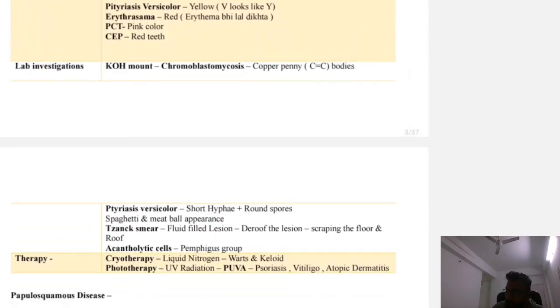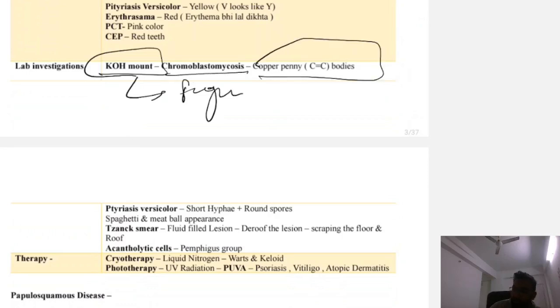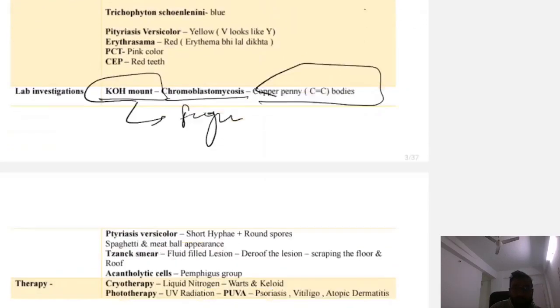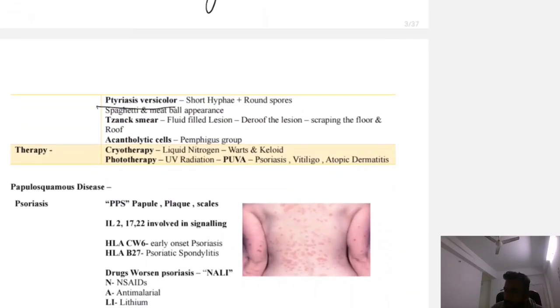Next is laboratory examination. So KOH mount. KOH mount is used in fungus. So chromoblastomycosis, copper penny bodies you will find on KOH mount. So all these you have to remember because these can be asked in exam. Pityriasis versicolor, you will find spaghetti and meatball appearance on KOH mount.